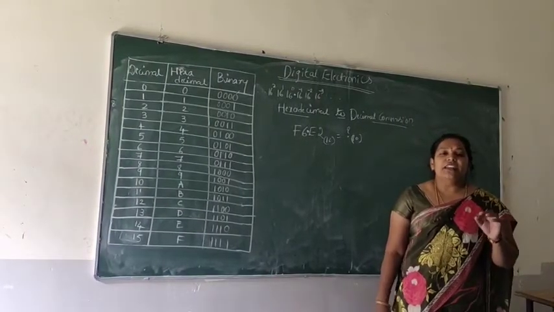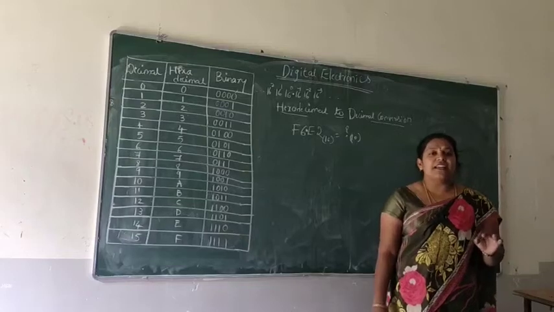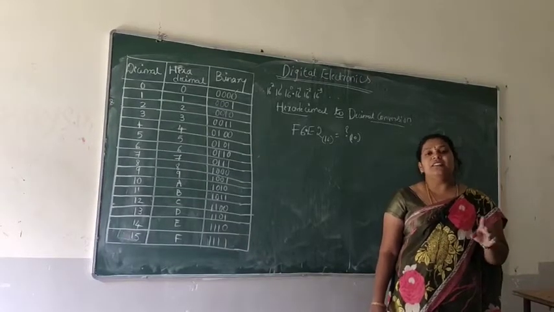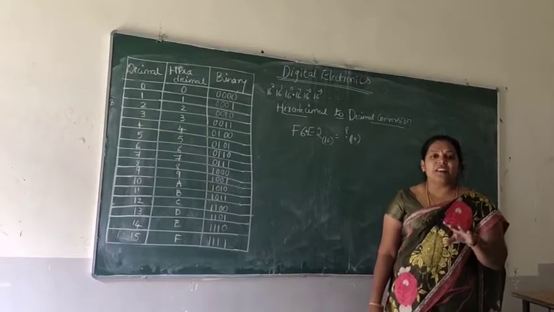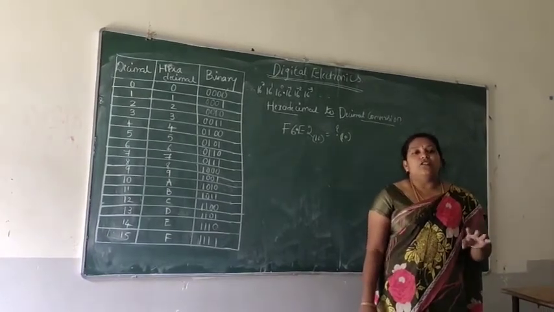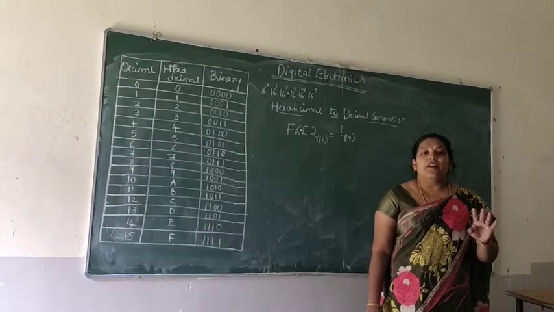So here, the word hexadecimal. What is hexa? Hexa indicates 6, decimal indicates 10. So hexadecimal is the combination of 6 plus 10, that is 16 values, which is the hexadecimal number system.